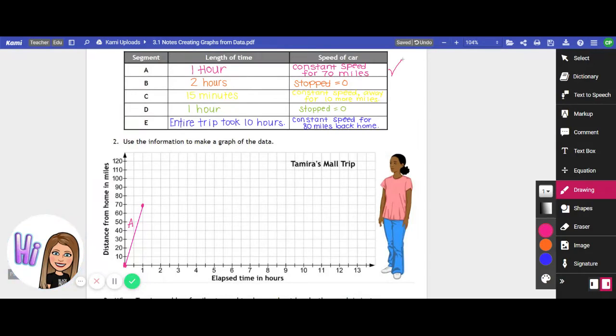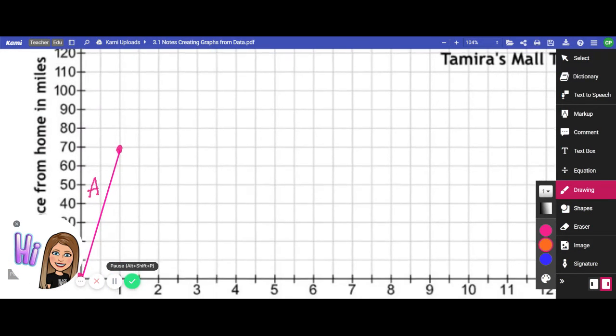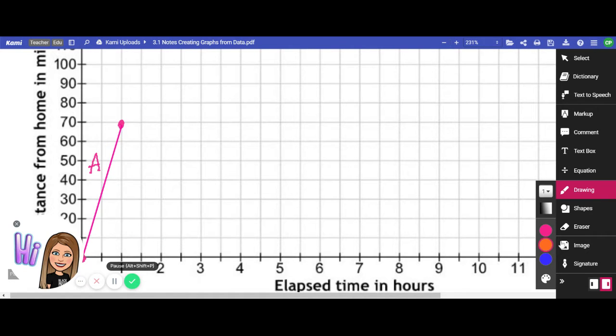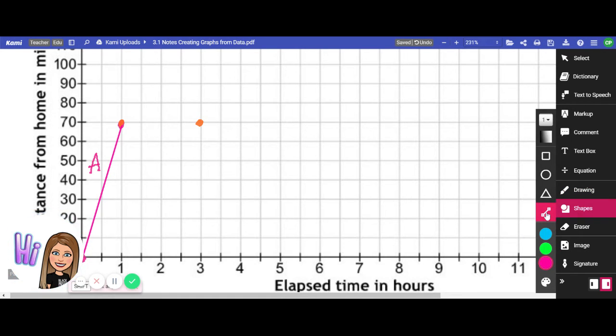Now I'm going to go on to segment B. And in segment B, it looks like for a length of 2 hours, we were completely stopped. So our time is going to continue to keep going, but the distance is not. So we're just going to have a flat line. So I'm going to switch over to orange, and this is going to go from 1 hour for 2 hours, so that would be until 3 hours. We're just completely stopped. So I'm going to go to Shapes to draw a line. There's an insert line, and I can just connect these.